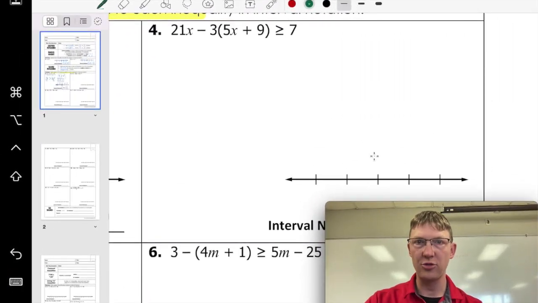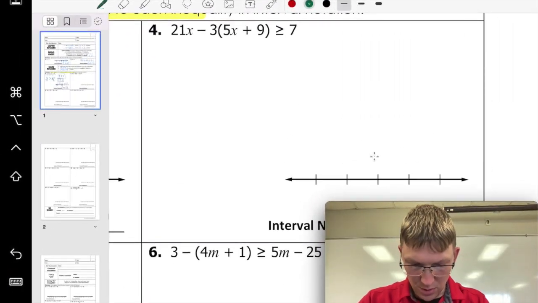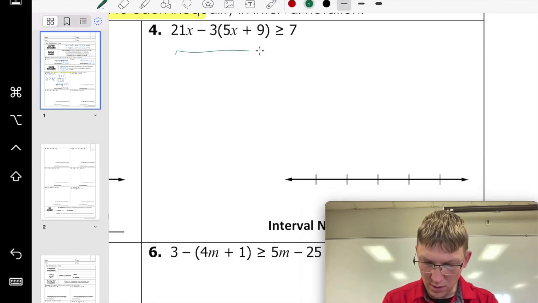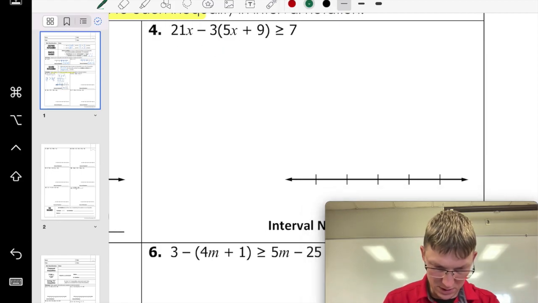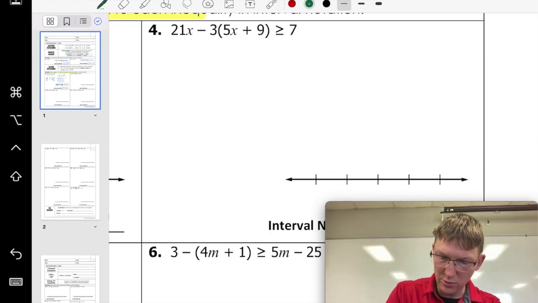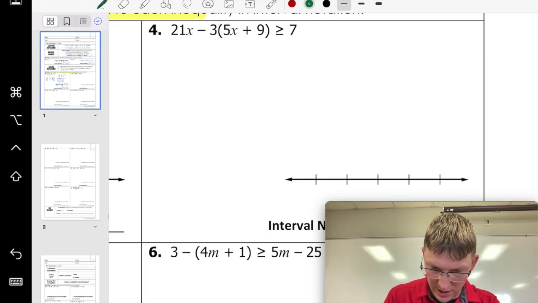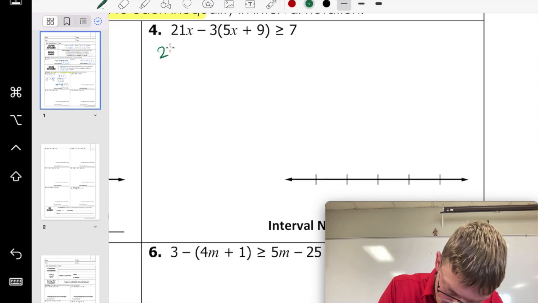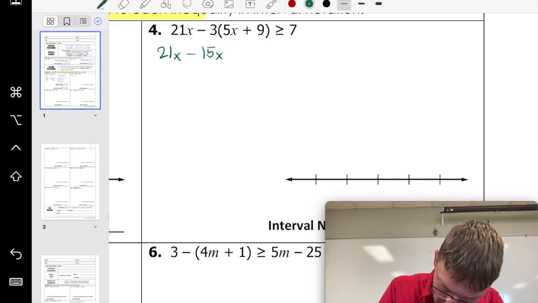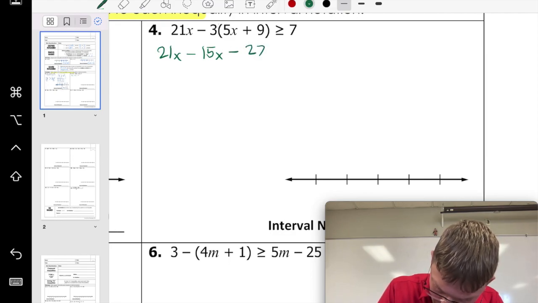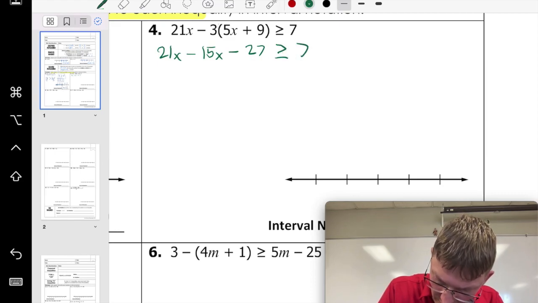Okay, we're warmed up, so let's try a good one. So here we've got a couple of things going on. So can't forget your properties. So the first thing I'm going to do is simplify it, which means that we're going to distribute the 3 out, deal with that. So we've got 21x minus 15x minus 27. So all I did was distribute that 3 out, greater than or equal to 7.